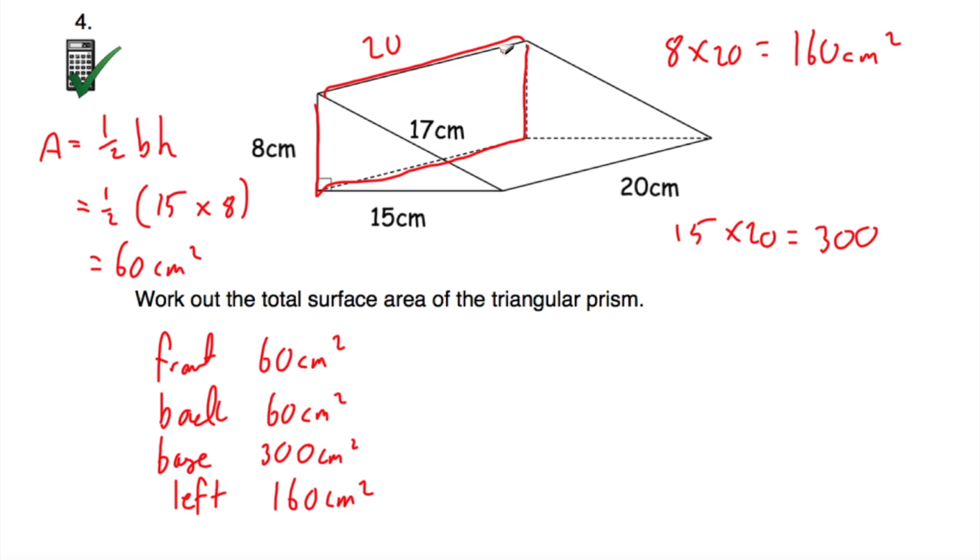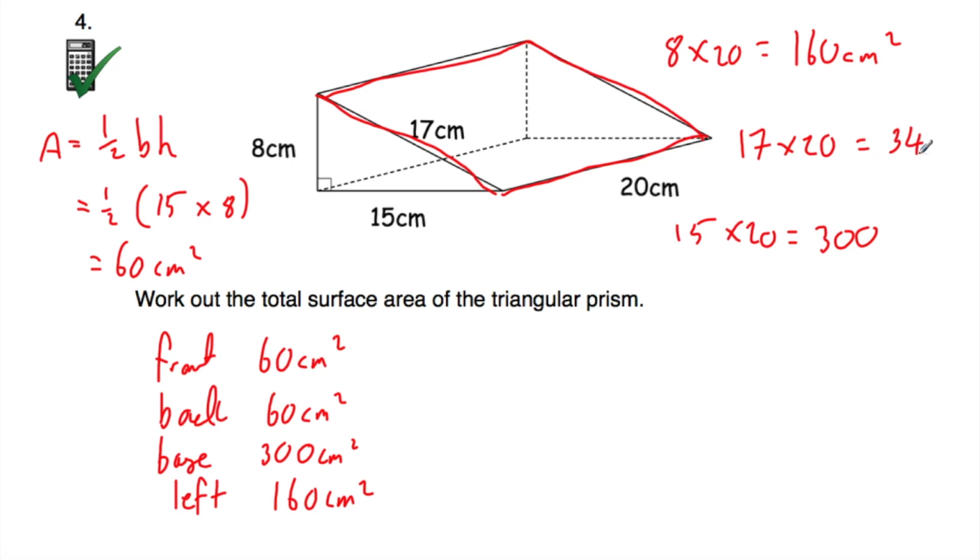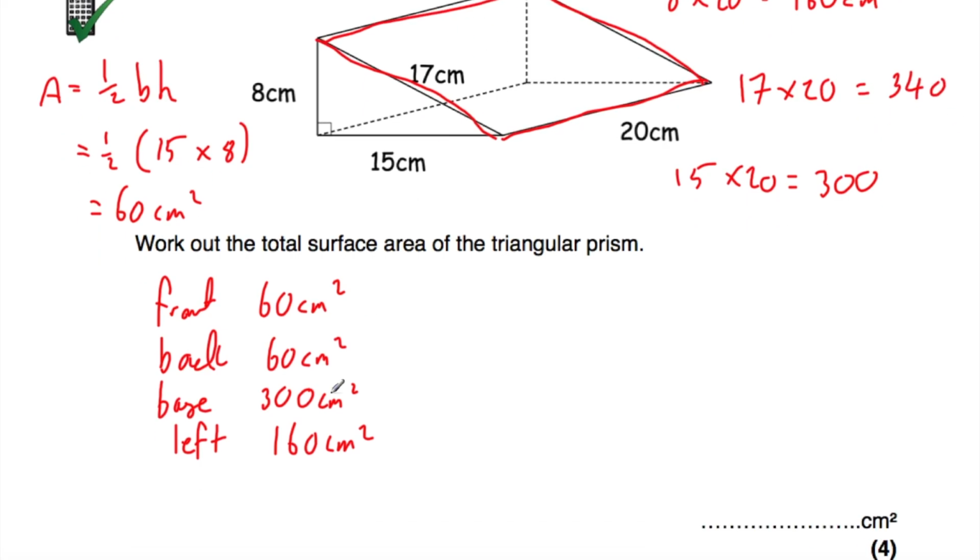And now we just need to find the area of the right-hand face. So in terms of the right-hand face, that slanted face, this face here. Again, it's another rectangle. It's got a length of 20 centimeters and a width of 17 centimeters. So we do 17 times 20, that's equal to 340. So that means the area of that rectangle, the right-hand face, will be equal to 340 centimeters squared.